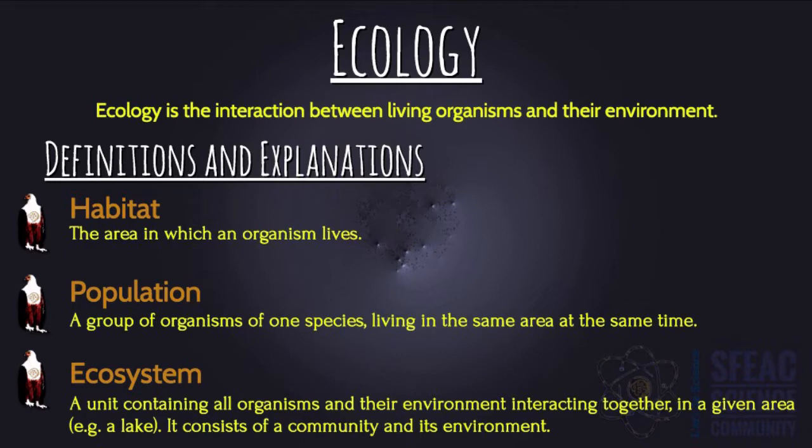Second point, population. Population is a group of organisms of one species living in the same area at the same time. Then ecosystem. An ecosystem is a unit containing all organisms and their environment interacting together in a given area, for example a lake. It consists of a community and an environment.